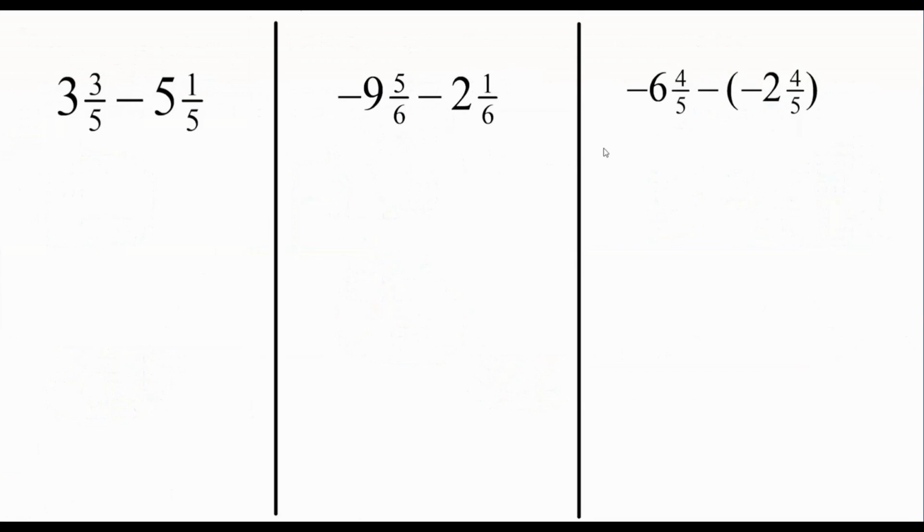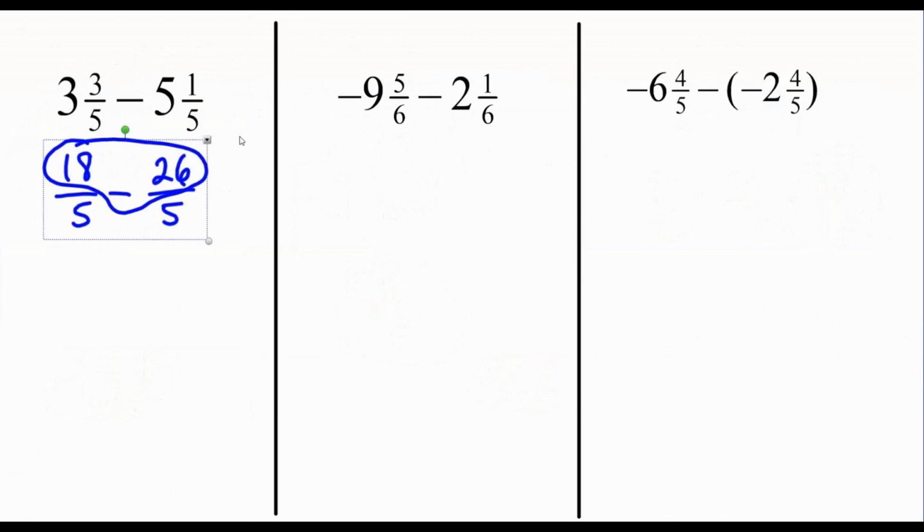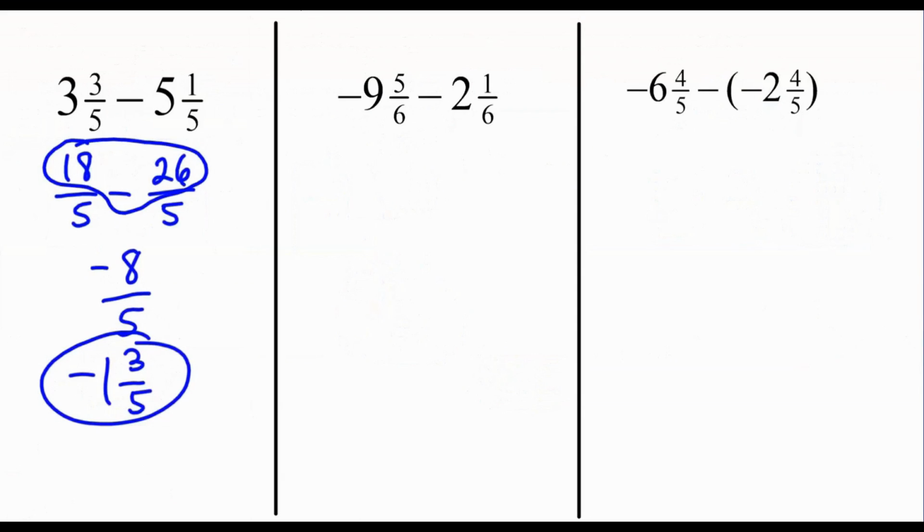Here are mixed numbers, which get a little bit more complex, especially when positives and negatives are involved. 3 3/5 minus 5 1/5. Again, I'm going to change these to improper fractions. And 3 3/5 as an improper fraction is 18/5. And I'm taking away 5 1/5, which is 26/5. And then I will use my rules of subtraction for the numerators. 18 minus 26 is negative 8. So that's negative 8/5, or negative 1 3/5 as a mixed number.